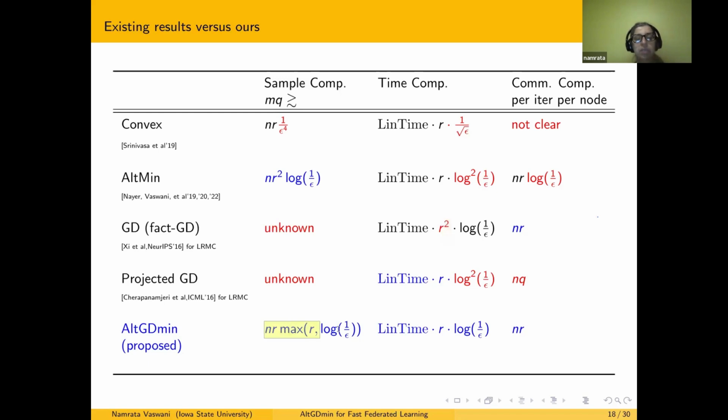And then AltGDmin has the best sample complexity, best time complexity, and communication cost for this particular problem, not for all problems.